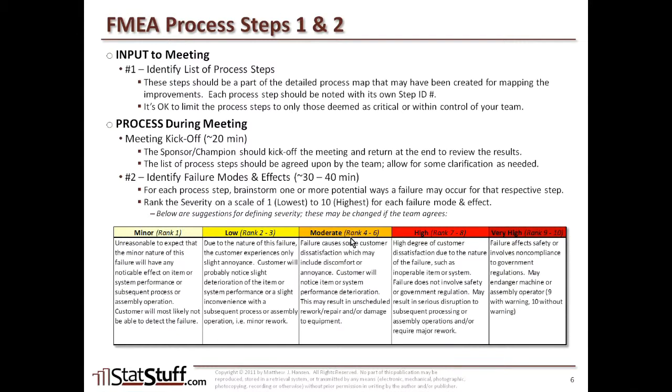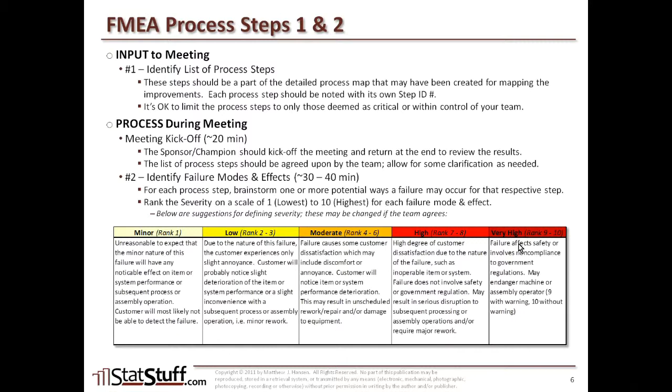Now, from a moderate perspective, where we might give it a ranking of somewhere between 4 to 6, this is where the failure causes some customer dissatisfaction, which may include discomfort or annoyance. The customer will notice item or system performance deterioration. This may result in unscheduled rework or repair or some sort of damage to the equipment. Now, at a high level, giving it a ranking of like a 7 or 8, this is where you have a high degree of customer dissatisfaction due to the nature of this type of failure, such as an inoperable item or system. The failure does not involve safety or government regulations, though. It may result in serious disruption to subsequent processing or assembly operations, or may require some major rework.